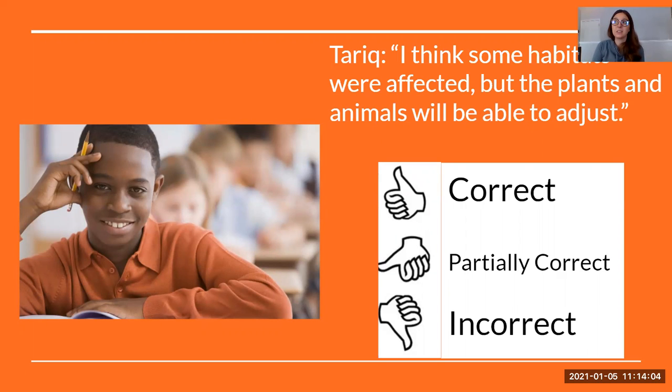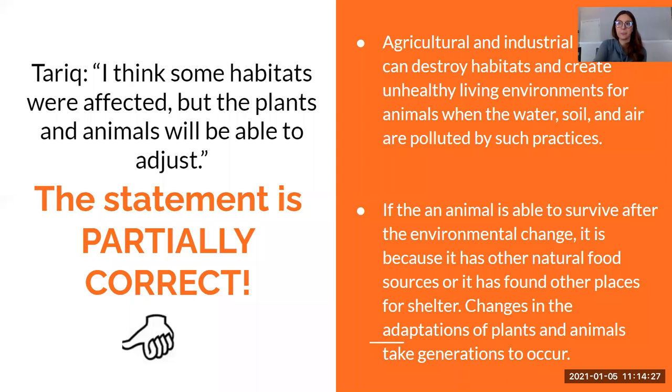Tariq says, I think some habitats were affected, but the plants and animals will be able to adjust. Do you agree with Tariq? Do you think he's partially correct, meaning part of what he said is correct? Or do you think he is wrong or incorrect? Thumb up, thumbs to the side, thumbs down. All right, let's see if you're correct. He was partially correct. Your thumb should have been to the side.